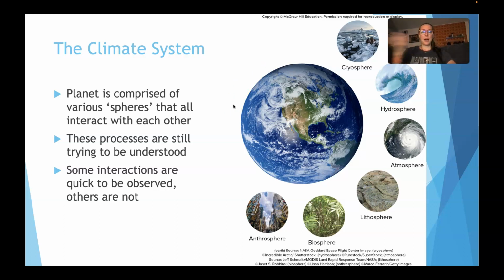However, others are not. So, for example, the anthrosphere taking carbon dioxide out of the lithosphere and burning it into the atmosphere, the concentrations of CO2 are taking a while to really be realized in the atmosphere. And the atmosphere also reacts to that in terms of temperature change, which we'll get into later, whereas some things are really quick. Or even the hydrosphere and the lithosphere, some of that can take a really long time, right? Like the Colorado River carving out the Grand Canyon, that didn't happen overnight.